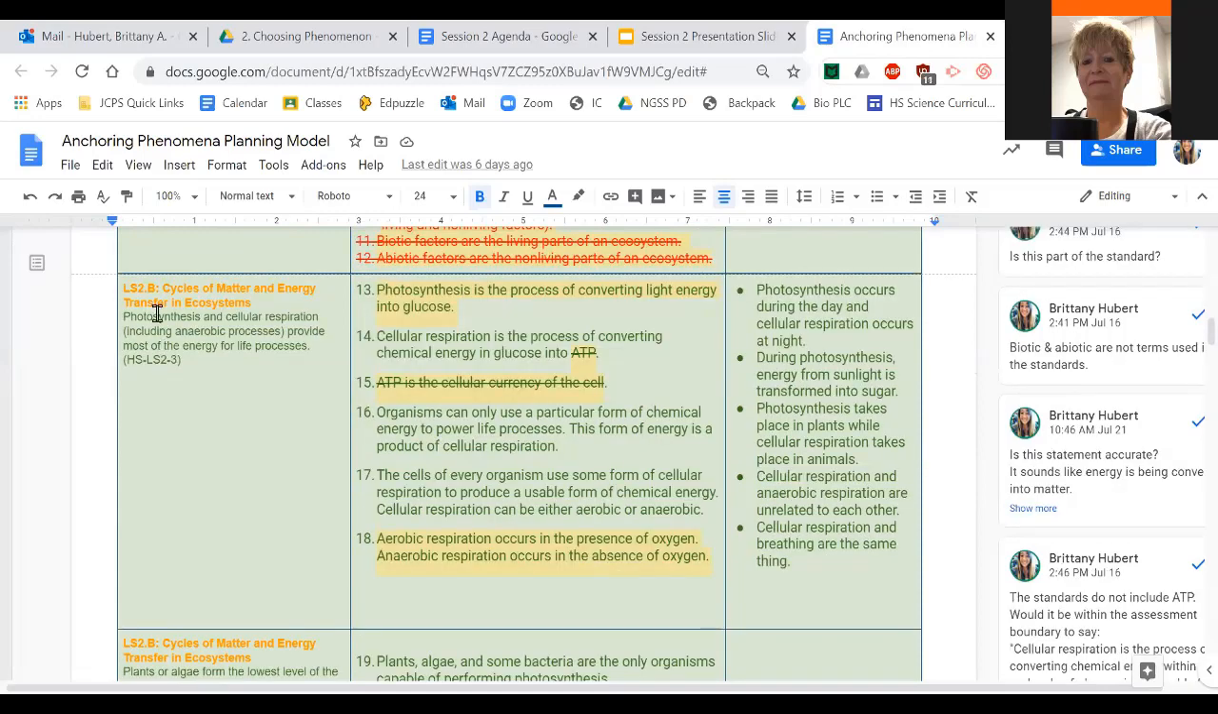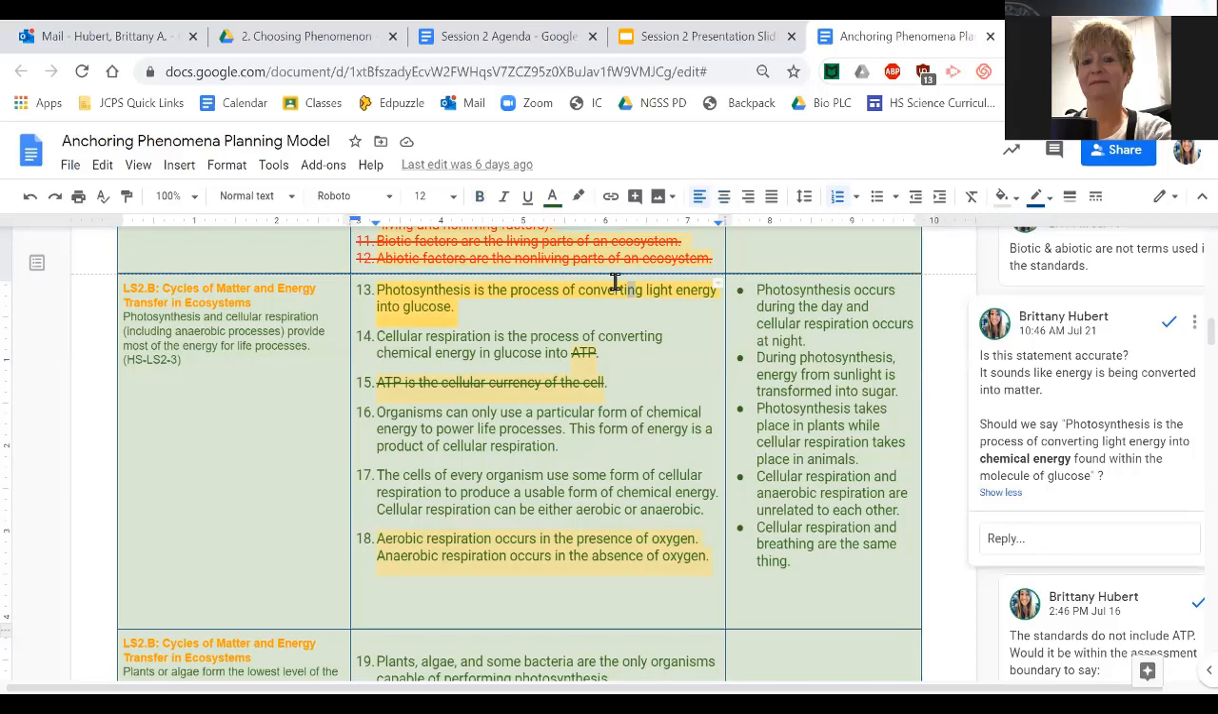So the DCI is: photosynthesis and cellular respiration, including aerobic or anaerobic processes, provide most of the energy for life processes. And so we said photosynthesis is the process of converting light energy into glucose. And they said, is this statement accurate? It sounds like energy is being converted into matter. And so should we say that photosynthesis is the process of converting light energy into chemical energy found within the molecule of glucose?